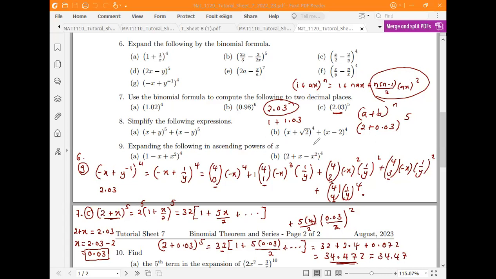So now we go to question 8. Simplify the following expression. So there I will simplify just one. The nice one will be P.